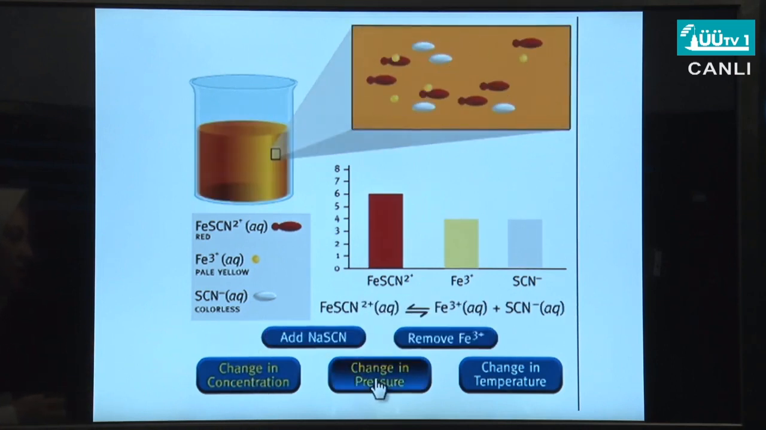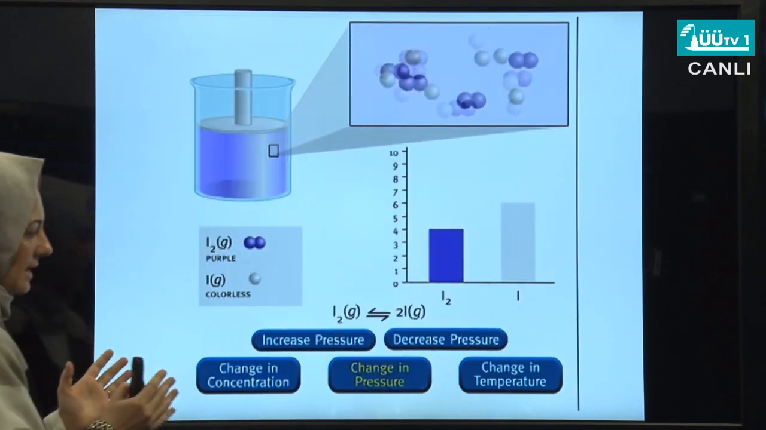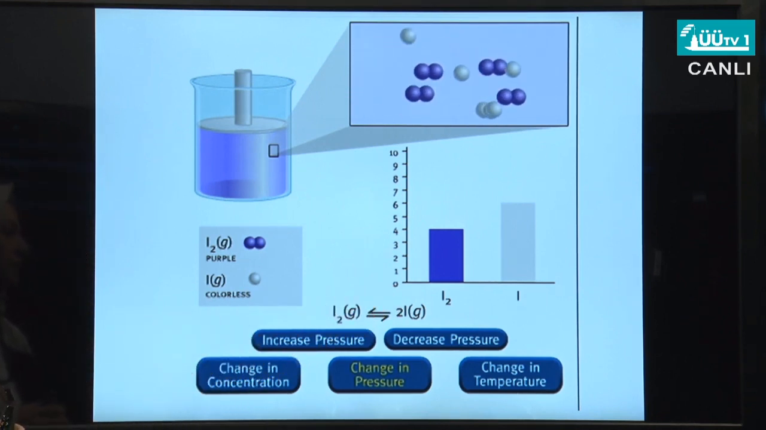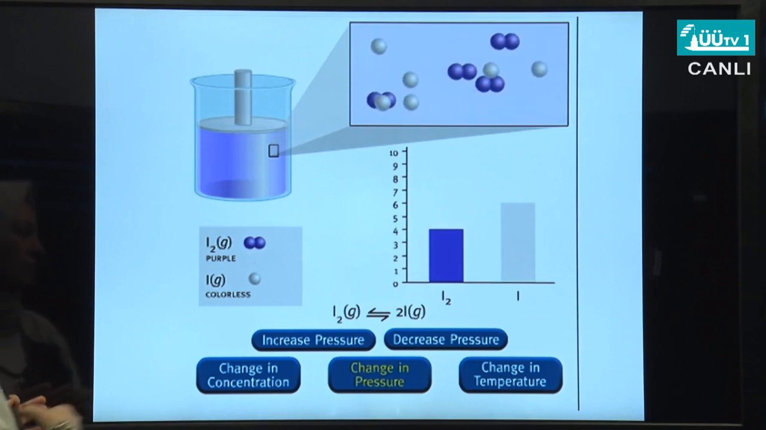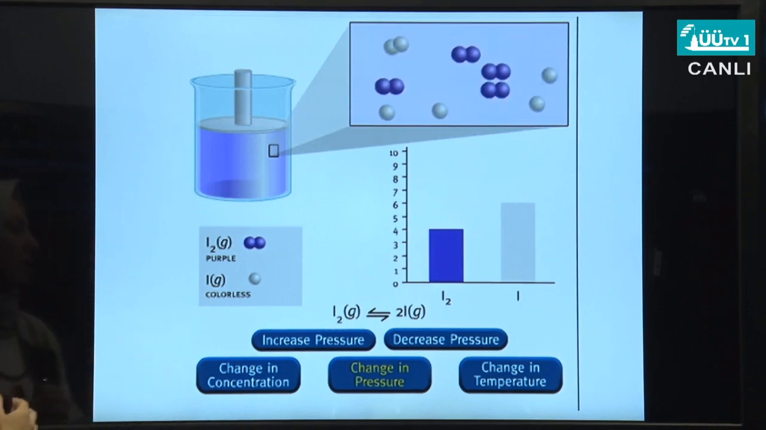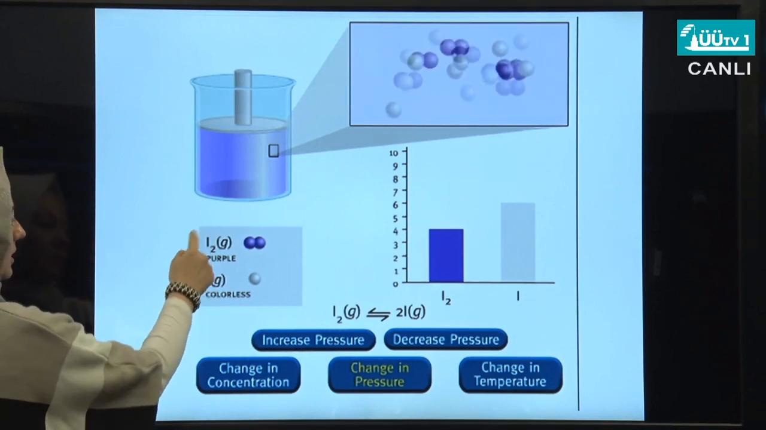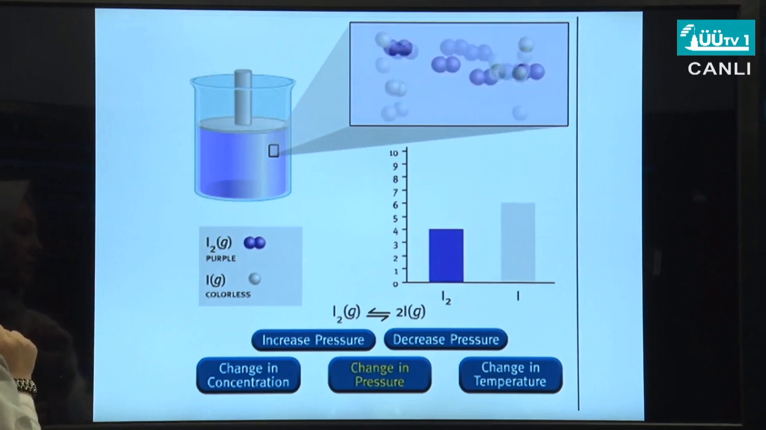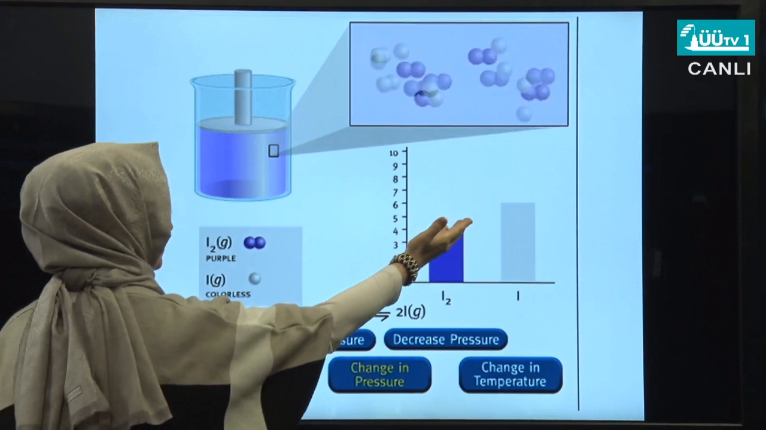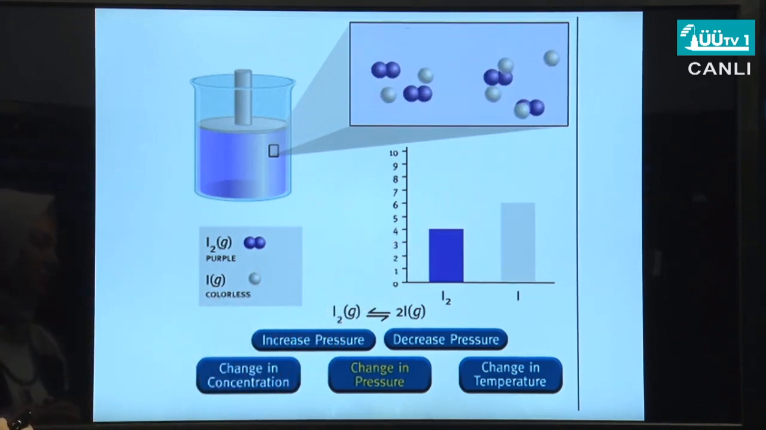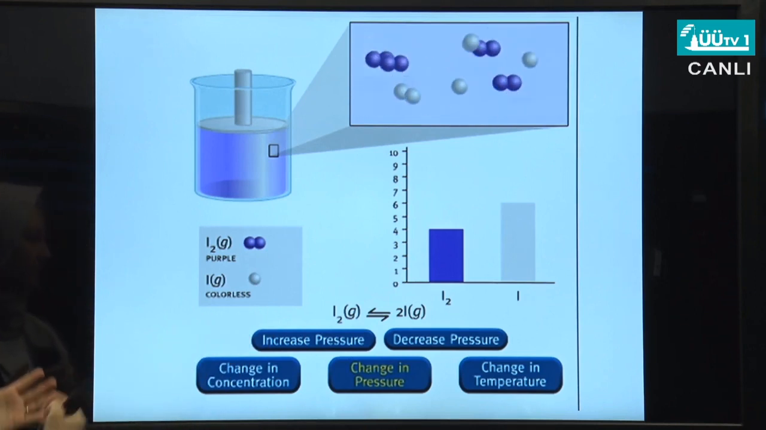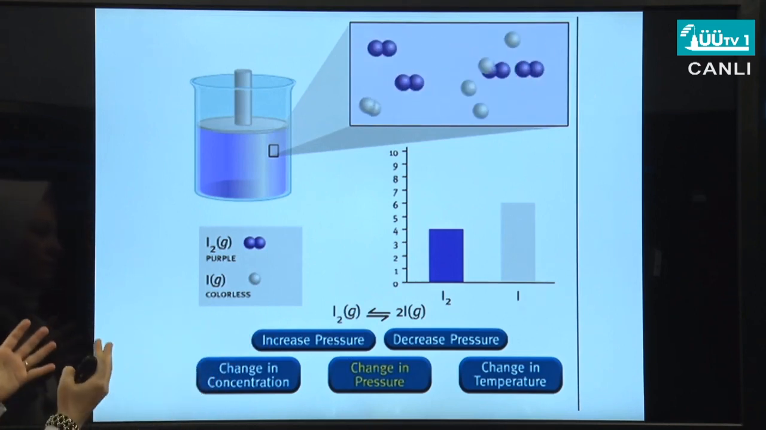Let's look at the change in pressure first. As we said, we have to consider a gaseous phase system for the investigation of the effect of pressure. So this is molecular iodine, which is decomposing into atomic iodine atoms. Molecular iodine has a purple color, whereas atomic iodine is colorless. Assume that at equilibrium we start with these concentrations. And now we are going to increase the pressure of the system and observe what will change.